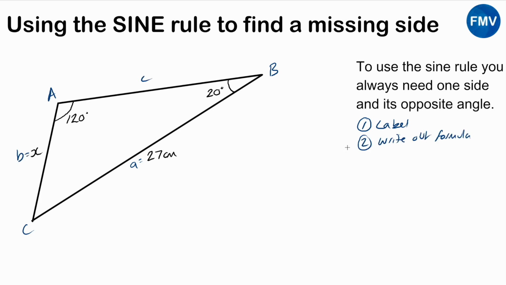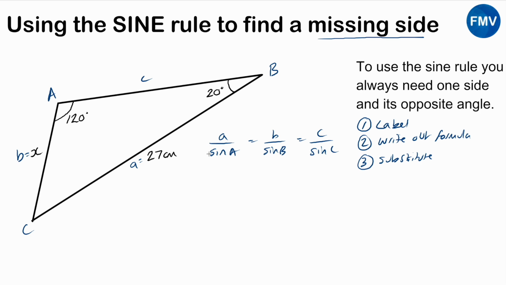Step two is to write out the formula. Because we're looking for a side, we put the sides as numerators, so the lowercase a, b, c as numerators. So our formula, a over sine A is equal to b over sine B, which is equal to c over sine C.